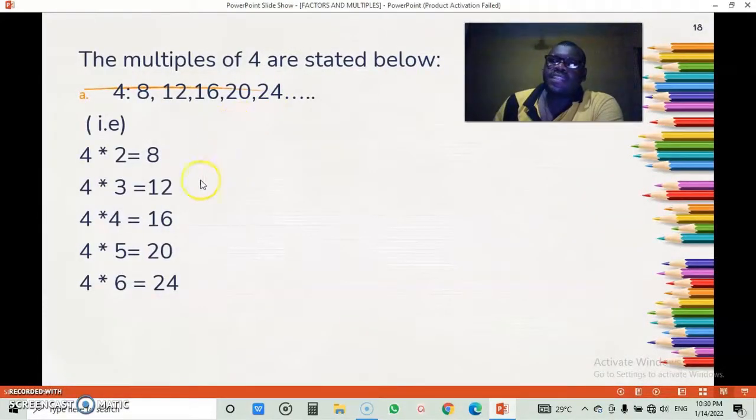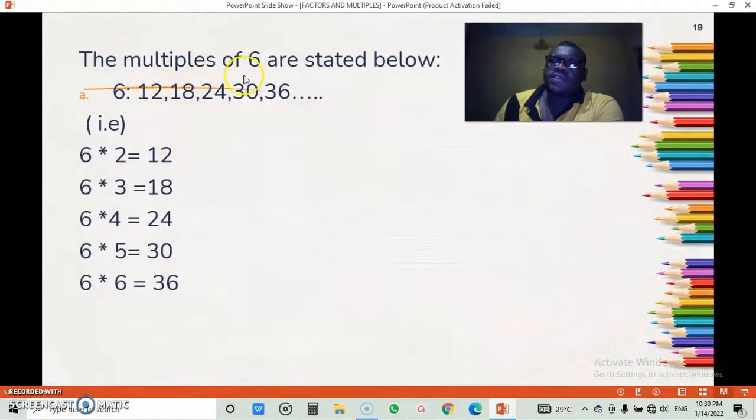It's more or less like saying the first 6 multiples. What we are doing is finding the first 6 multiples of, now, let's find the first 6 multiples of 4. 4 times 2 gives us 8, 4 times 3 gives 12, 4 times 4 gives us 16, 4 times 5 gives us 20, 4 times 6 gives 24. So the multiples are 4, 8, 12, 16, 20, 24. These are the first 6 multiples of 4.